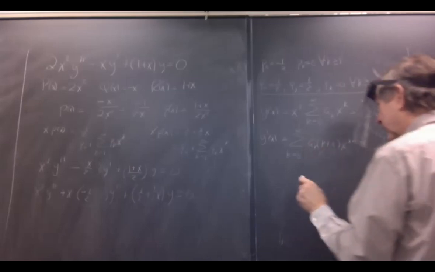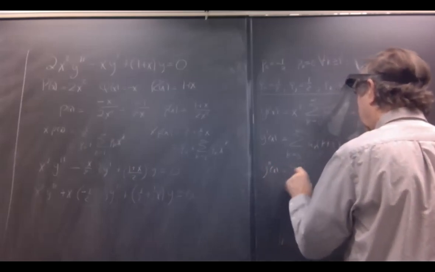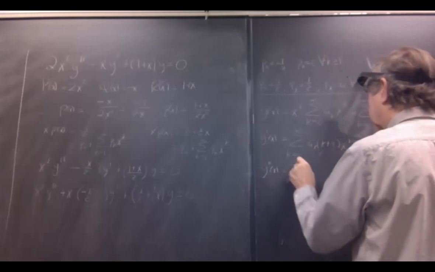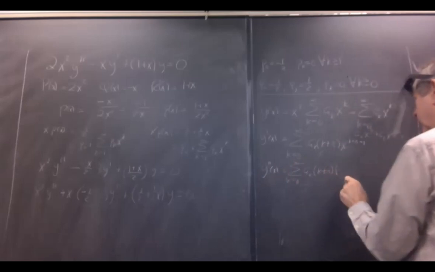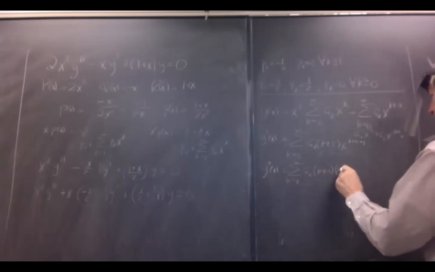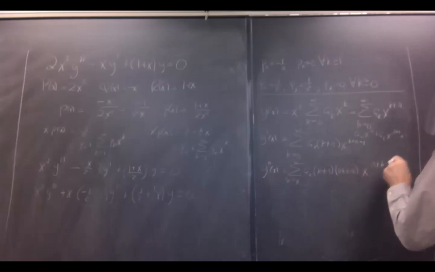When I do the second derivative, I don't want to do these too many times because it just takes too much time, and this you guys can understand, no problem. But when I do another derivative, it's going to be k plus r minus 2, x to the r plus k, or k plus r minus 2.